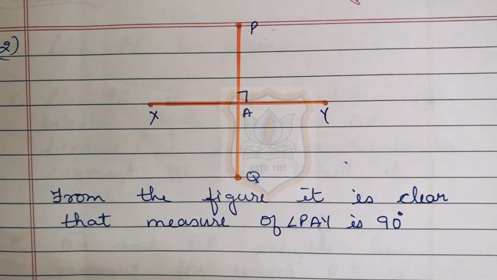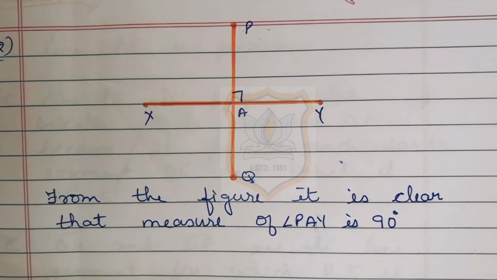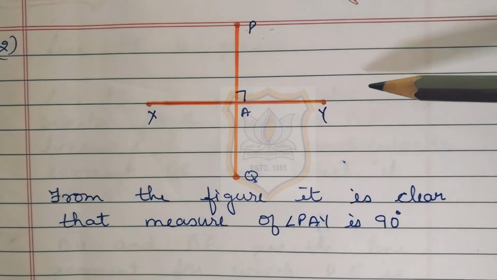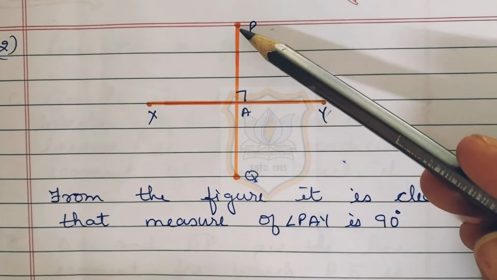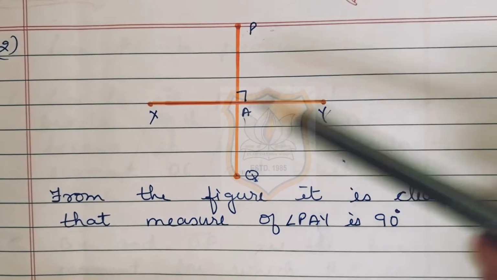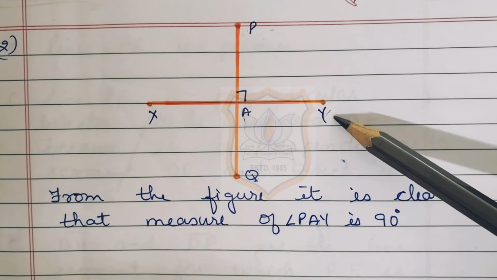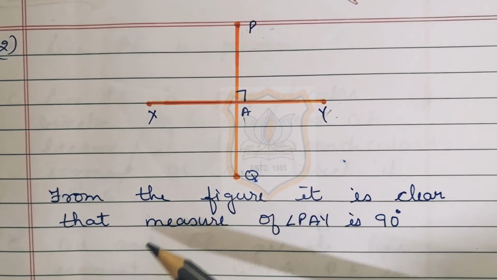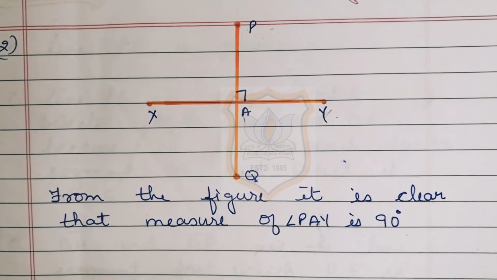Solution for question number 2. Here it was given in the question that line segment PQ is perpendicular to line segment XY. So first you have to draw the figure. You can see line segment XY and line segment PQ. These both line segments meet at a point A as they are perpendicular line segments. So the measure of angle PAY is 90 degrees. From the figure it is clear that the measure of angle PAY is 90 degrees. As I have explained earlier, when two line segments are perpendicular to each other, then the measure of the angle is 90 degrees.